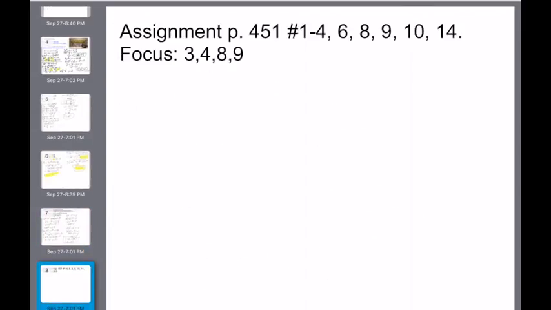All right, so you should be good to go on to the assignment. That's page 451, questions 1 through 4, 6, 8, 9, 10, 14. Some good focus questions there are 3, 4, 8, and 9. But again, these are the minimum I would like you to do before moving on to your quiz. I would encourage you to try a few more of the questions, especially those word problems, trying to set up your let statements and then going through the process either using elimination or substitution.